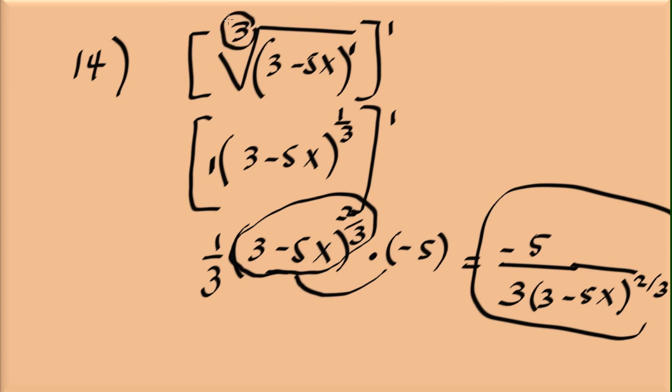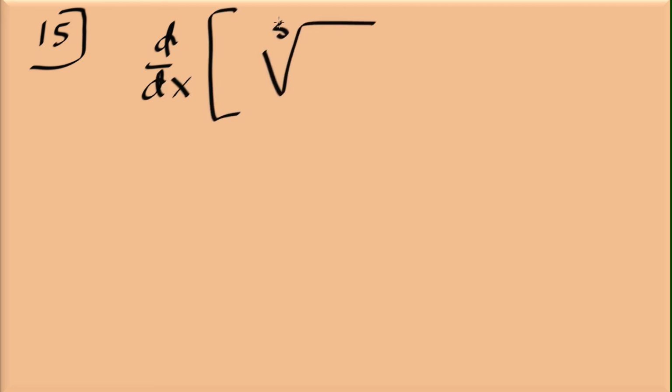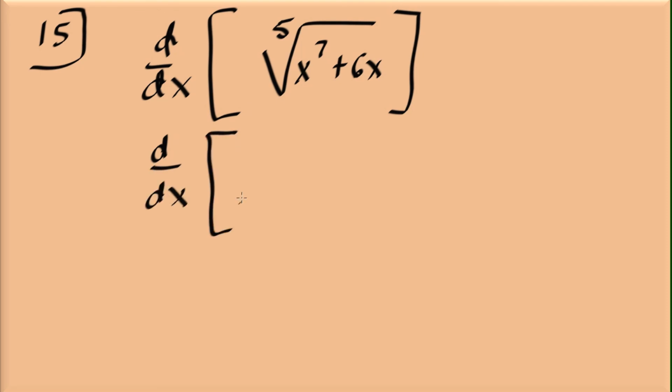So let's say cube roots or fourth root. Let's look at the last example here for this part 1 of the series for chain rule. What is the derivative of the fifth root of x to the 7 plus 6x? Just like in number 14, what we need to do first is express this using rational exponents. So now this is raised to 1 over 5.